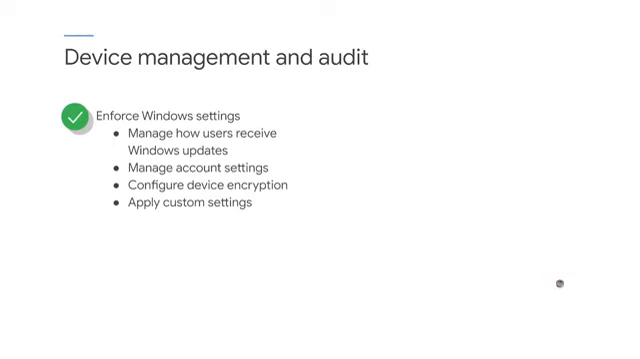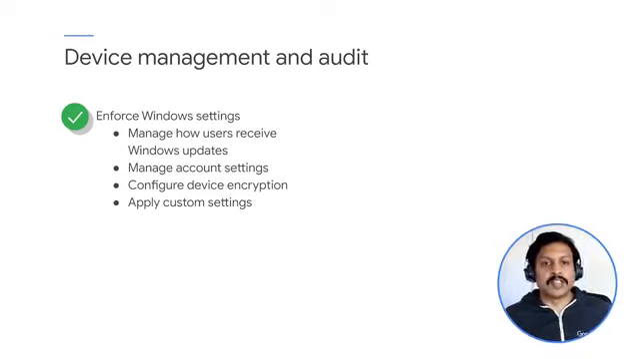Manage how users receive Windows updates. Here you can set how and when updates are applied for enrolled devices. Manage account settings. Here you can specify the permission level each user can have over their device. They can be a standard user or a local administrator. You can also specify additional admin accounts for your devices, which is useful for support and help desk personnel.